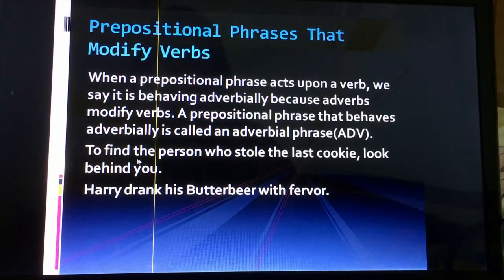Before that, to find a person, we are going to see an example here. To find the person who stole the last cookie, look behind you. Here you say that look behind you tells where to find who stole the cookie. Next: Harry drank his butter beer with fervor. Here, drank is a verb and the phrase is modifying drank. How did he drink? With fervor.